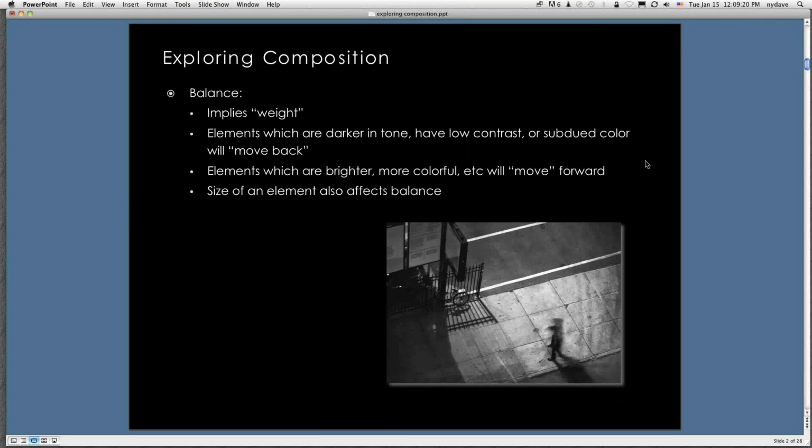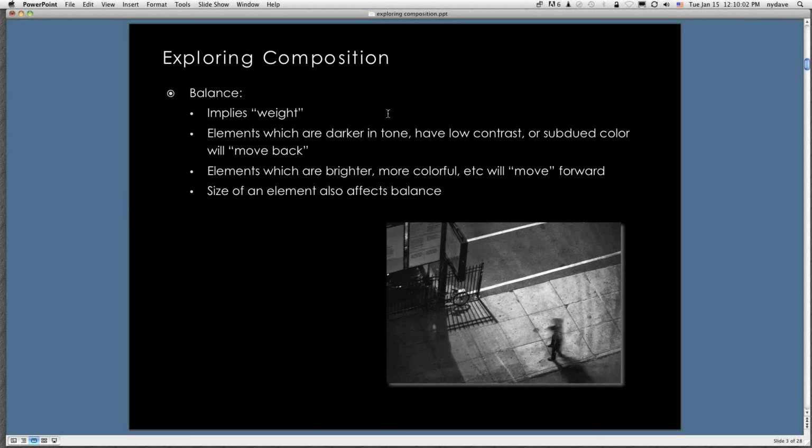So we'll move to the next and talk a little bit about balance. Balance implies weight, and in fact, if you look at the image before this image, elements which are darker in tone or have low contrast or subdued color move back. In other words, they become less prominent. They tend to draw the eye second to those areas that are more colorful, that have more luminance, and that sort of thing. So first of all, using darker and lighter elements that are fairly well separated in dynamic range certainly adds to the perception of depth in an image, but it also adds weight, if you will.